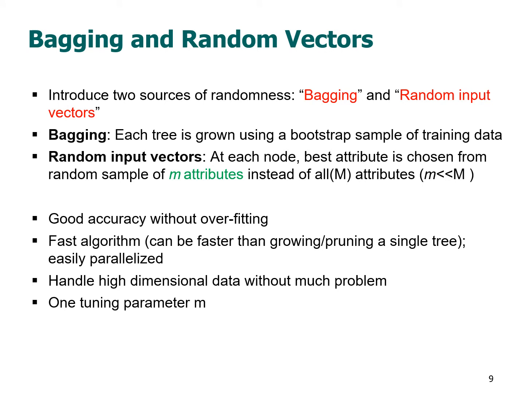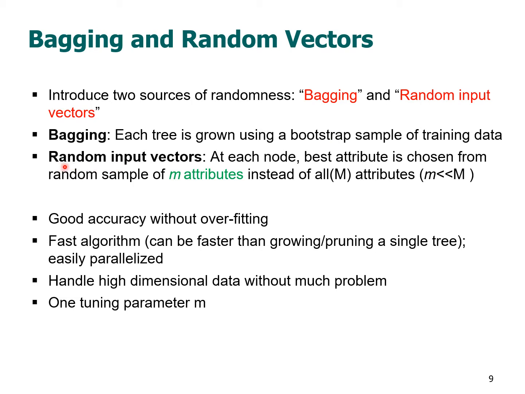In the beginning of the ensemble method, we have seen that one of the most important things in ensemble learning is to maintain independence between weak learners. So random forest introduces two sources of randomness to maintain independence between decision trees: bagging and random input vectors. In bagging, each decision tree is constructed using a bootstrap sample of training data. In bootstrap, we randomly select samples with replacement from the original data. This is called the bagging method, and this is the first source of randomness in random forest.